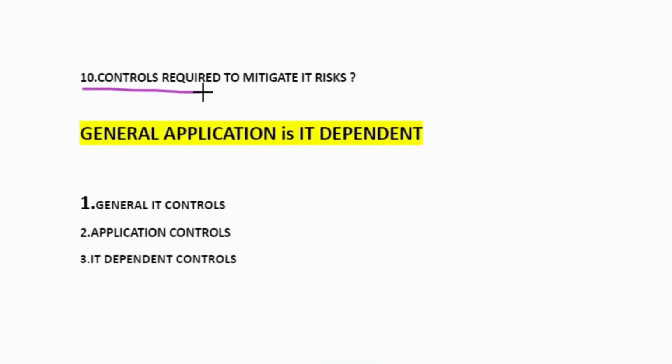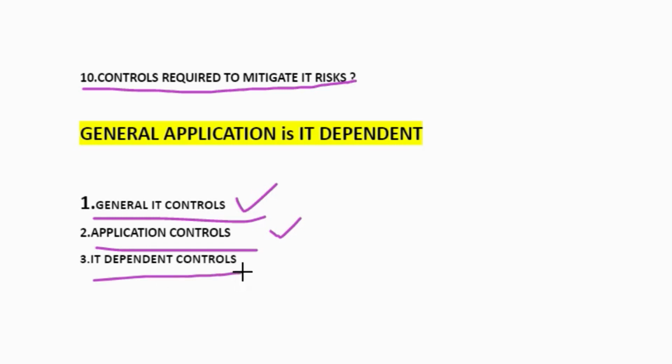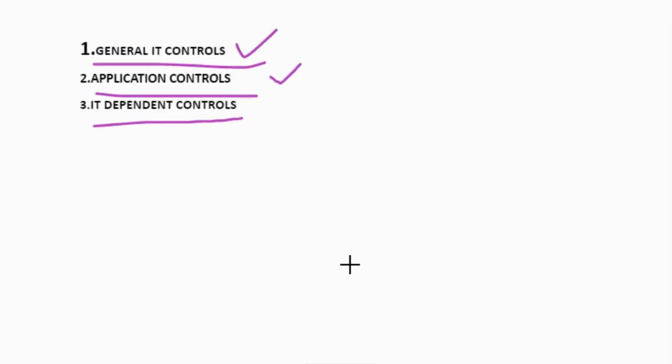Next question is controls required to mitigate IT risks. So how to remember? General application is IT dependent. So general for general IT controls. Next application for application controls. Next, IT dependent controls. That's it, friends.